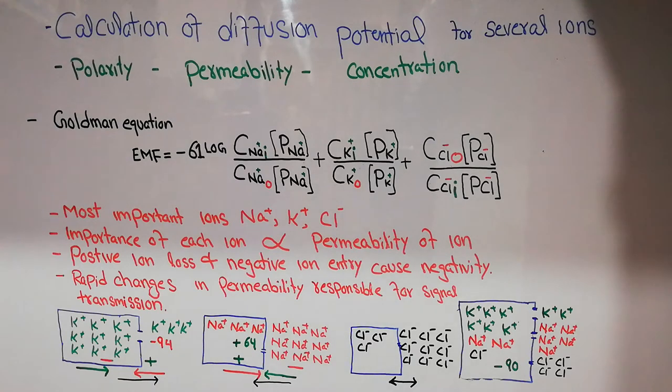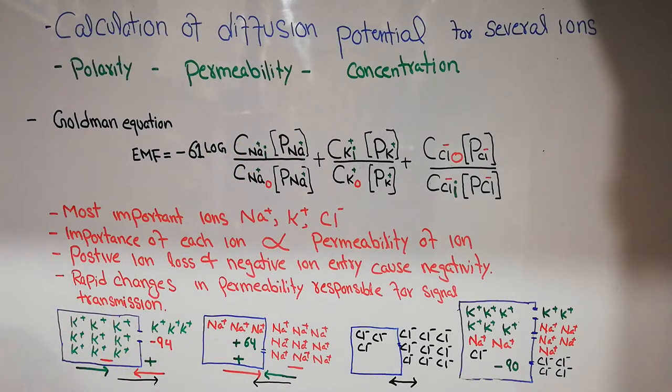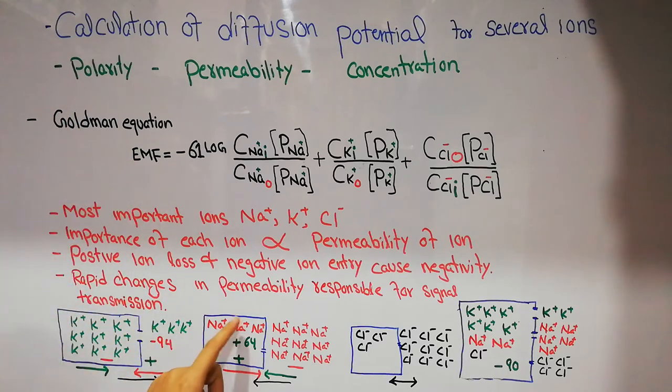In the last lecture, we have discussed the potential difference, the membrane potential, the equilibrium potential, the Nernst potential, and we discussed how the Nernst potential is calculated for a single ion like potassium or sodium or chloride. But we did not discuss how the Nernst potential of the membrane will be calculated when the membrane is permeable at the same time to potassium and sodium and chloride and some other ions as well.